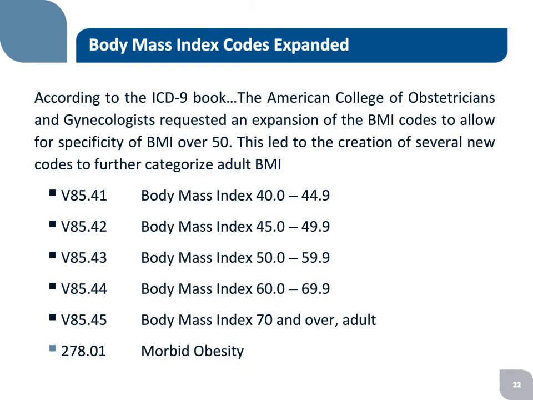Here's where they expanded the codes out all the way to a body mass index of 70 or greater. And at the bottom, you'll see there's the morbid obesity code. So we want to say the clinical significance first. The BMI supports that. That is part of the meat that we're looking for.